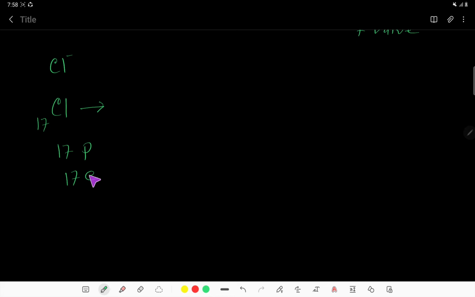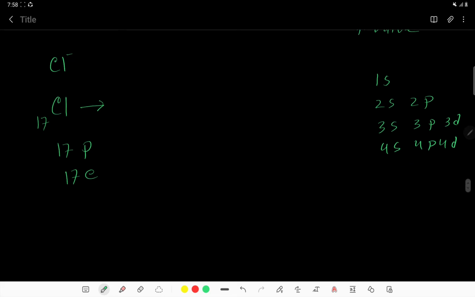So how can you distribute these 17 electrons to different sublevels? You know that the first level has one subshell, that is 1s, then 2s, 2p, then 3s, 3p, 3d, then 4s, 4p, 4d, 4f, right? So look, s can hold a maximum of 2, p can hold 6, d can hold 10, f can hold 14.